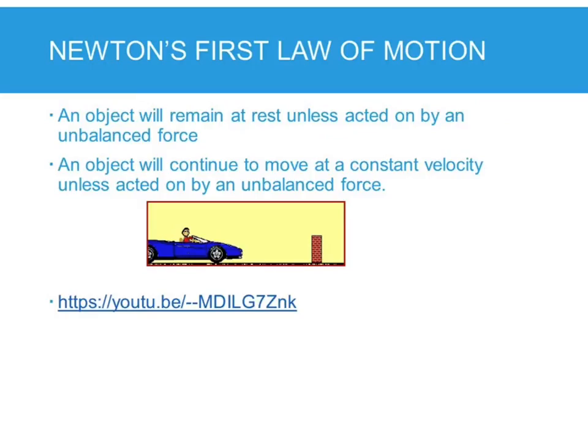So here's Newton's first law of motion in words. An object at rest will remain at rest unless acted on by an unbalanced force. And an object will continue to move at a constant velocity unless acted on by an unbalanced force.